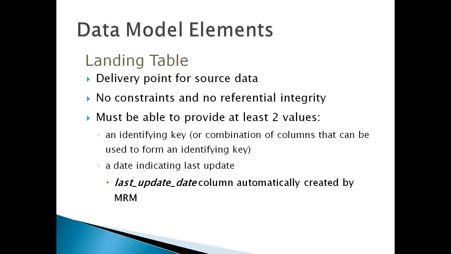So the same things that we had discussed here: delivery point for the source data. The source data has to be loaded into the landing table before we can process that into the MDM. No constraints or referential integrity. There is no constraint or referential integrity in this table, and it must be able to provide at least two values: the primary key column, the PK source object column, and the last update date column. We know that's a not null column in the next stage, that is the staging table. So just verify it once the data is loaded.